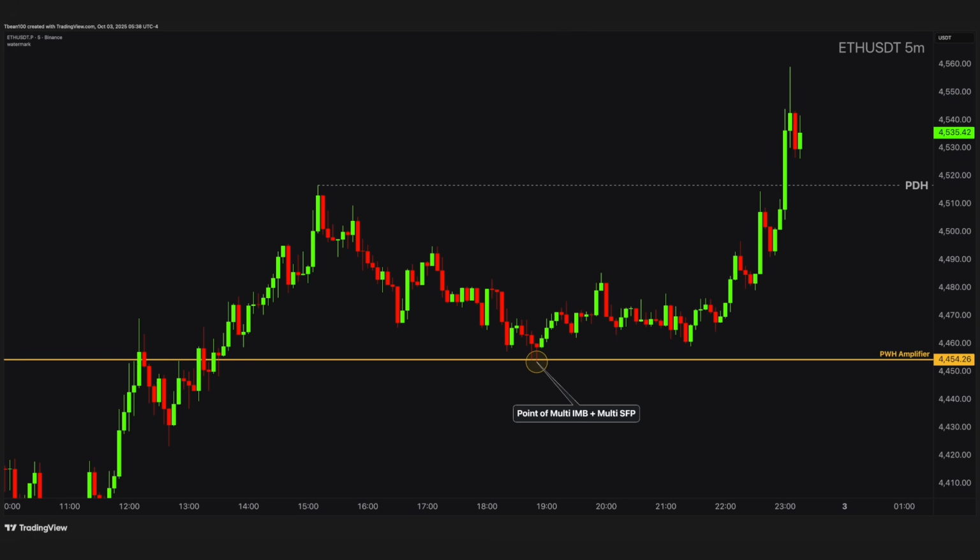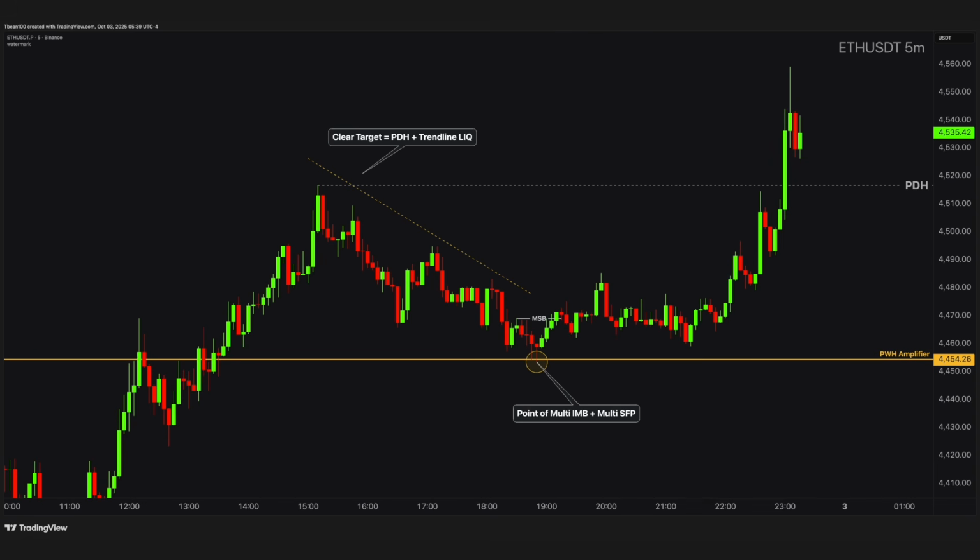Now the next question we need to ask ourselves is, do we have clear targets to move towards? And yes, we do. We've got the previous day's high combined with this inner trendline liquidity as well. So we've got some clean, visible targets sitting above us.